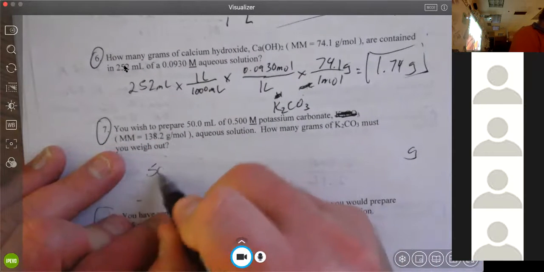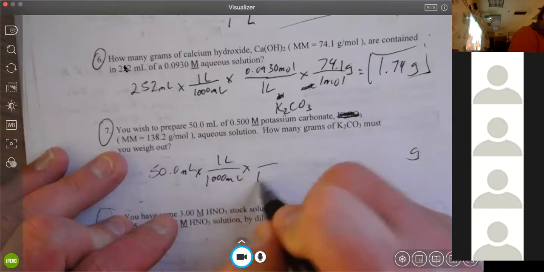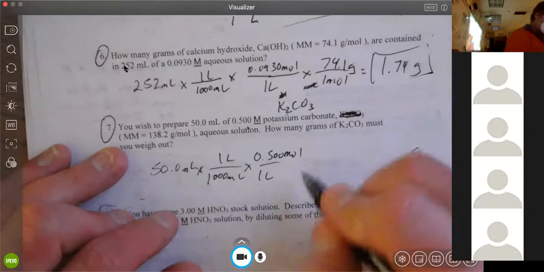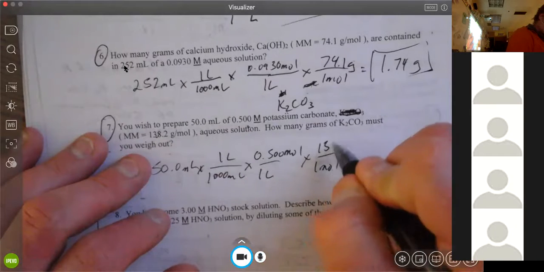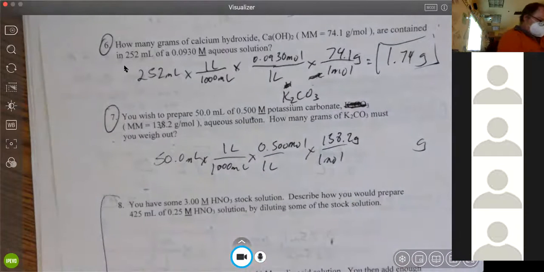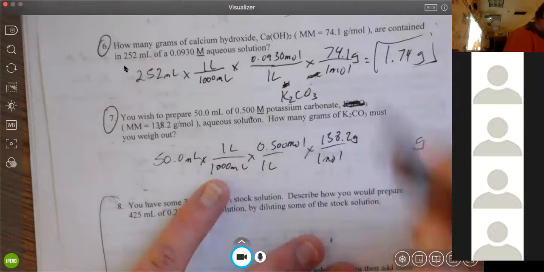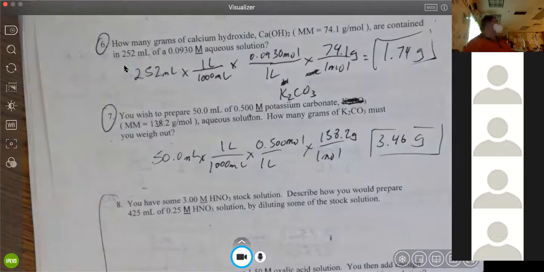So again, we're going to start with the 50 milliliters because it has 1 unit. Every 1,000 milliliters is 1 liter. Every 1 liter is 0.500 moles. That's what molarity means. And every 1 mole, they give it to us, is 138.2 grams. You will not be given that in tomorrow's group quiz. 50 divided by 1,000 times 0.5 times 138.2. The answer is 3.455. So we get 3 significant digits, 3.46. Bada bing, bada boom.